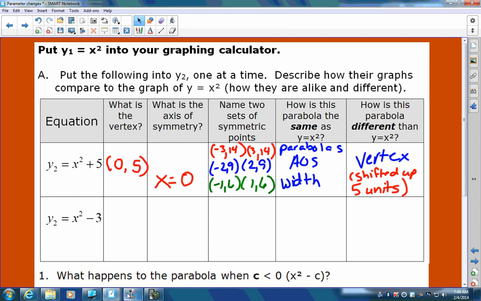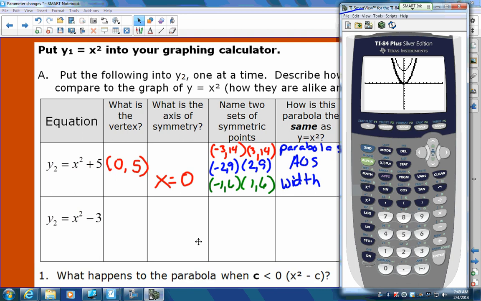So let's go back and put in the next one. Keep x squared in y1. All right, in y2, we're going to have x squared minus 3. We're going to put that second one in there. And I'm going to press graph. There's my parent function.